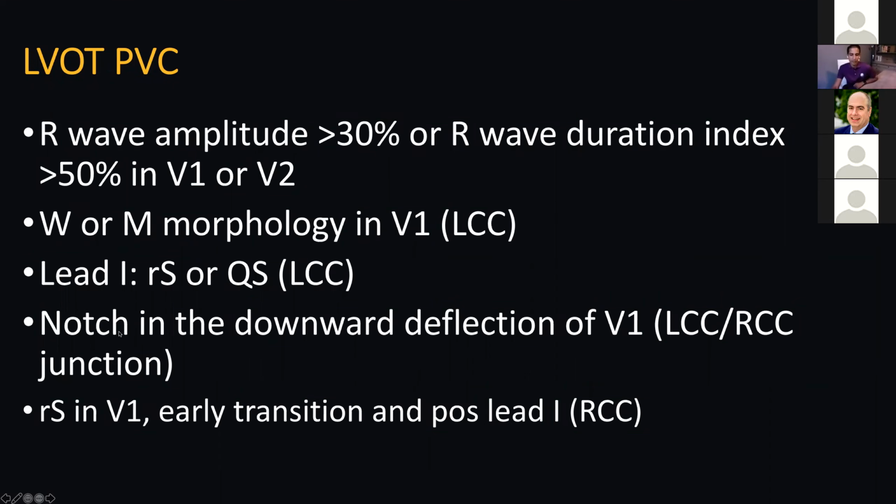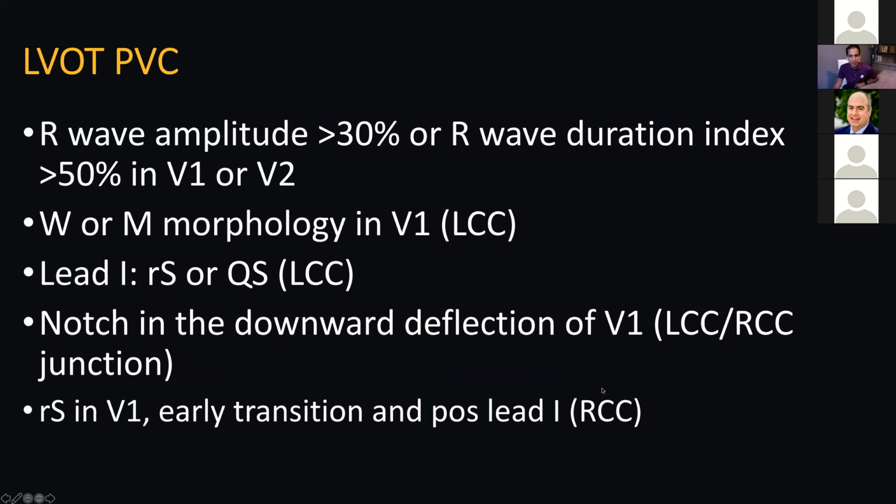Generally, what you're going to see is broader R waves, taller R waves in your anterior precordial leads because the LVOT is a posterior structure. In this example that I showed you, this characteristic W or M morphology in V1 is very typical for left coronary cusp. The other thing that's consistent with left coronary cusp is the small R big S or QS in lead 1. This notch in the downward deflection of V1, I'll show you an example of that down the line, is characteristic of the left coronary cusp, right coronary cusp junction.